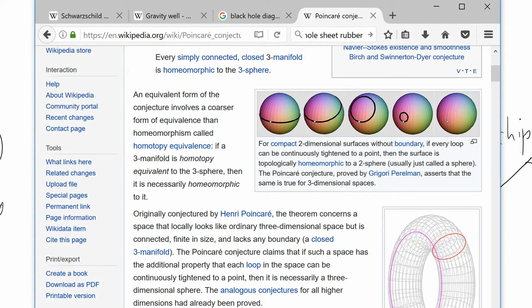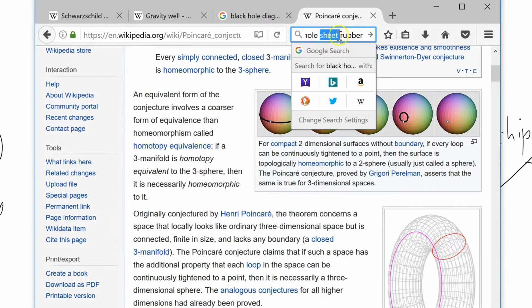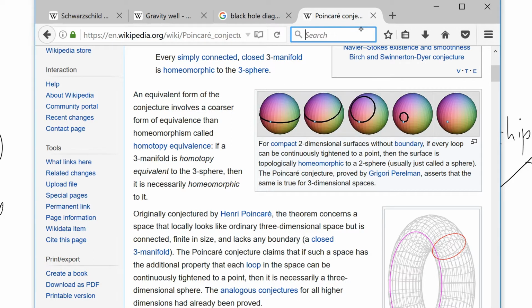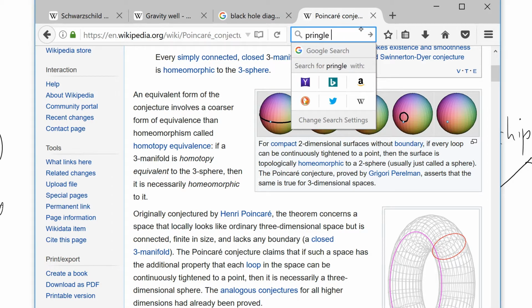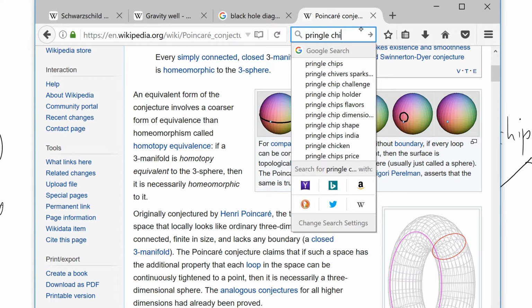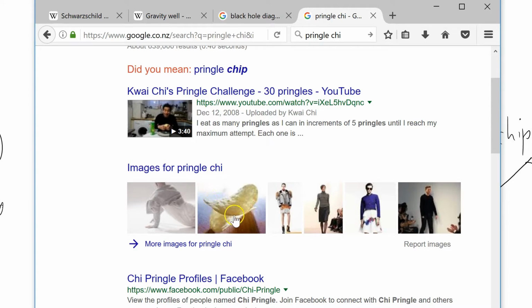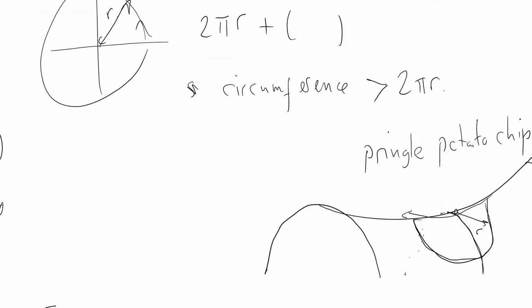Let's see if I can find a Pringle chip and Google a Pringle. Don't seem to be able to control my interface very well. Never mind, let's try again. Come on. Oh, it's this one. Pringle chip. Let's have a look at that. Oh yeah, here we go. There's a nice little picture of a Pringle chip. You can see it's got curvature in one sense in one direction and in the opposite sense in the other. And so the circumference is larger than 2 pi r because it's got this peculiar curvature structure.